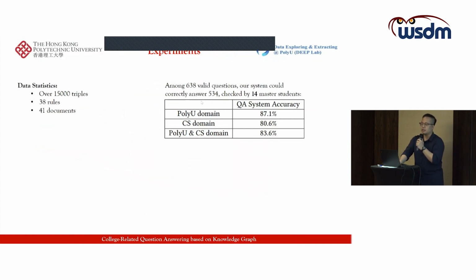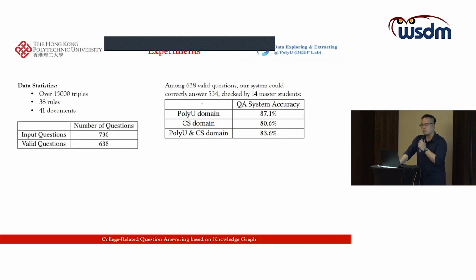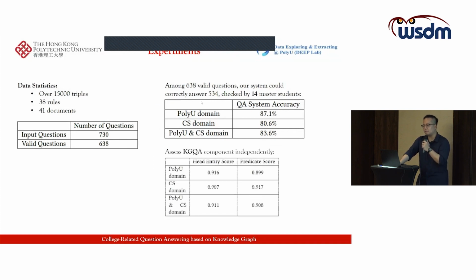Then, before conducting the experiments, here are some data statistics. We manually constructed over 15,000 triples for college-related and CS domain-related questions. We defined 38 rules and prepared 41 documents from learning materials and the course contexts. We also asked 14 master's students to manually create 730 questions, and after checking, among them there are only 638 valid questions. After scoring and evaluating our system, it obtained 83.6 accuracy for both the policy and CS domains.